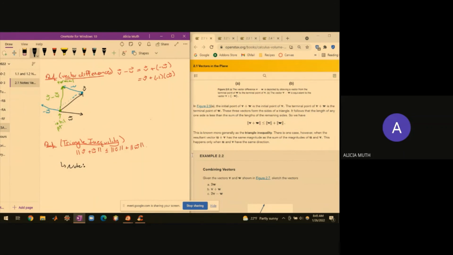And for some reason they use u and v here, and that's fine. We can change our letters. So the magnitude of u plus v is equal to the magnitude of u plus the magnitude of v, if and only if the direction of u and v is the same.